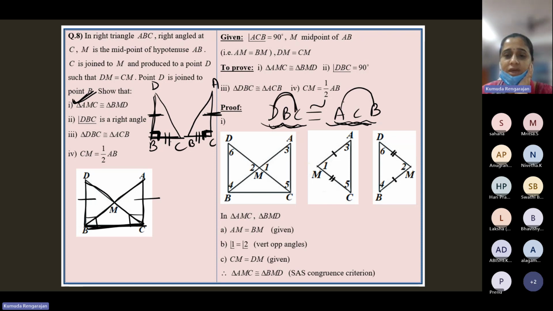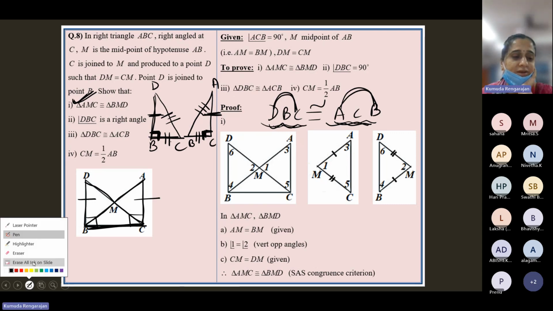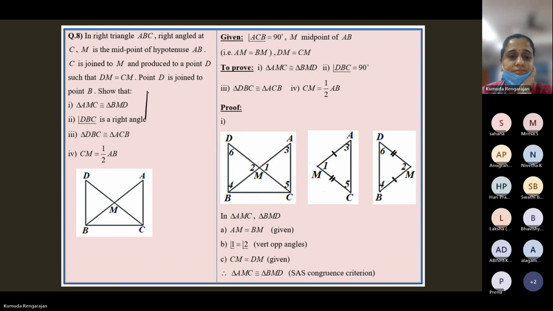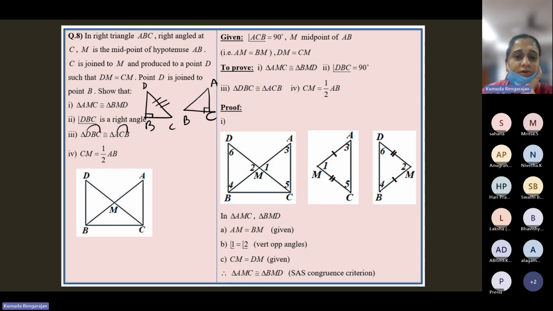So like, DC is equal to AB. Let me clear the screen and show you again. DBC, ACB. All right. So you can see here DC is equal to AB.